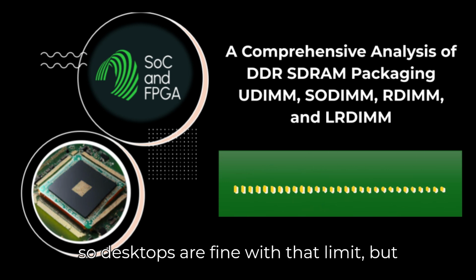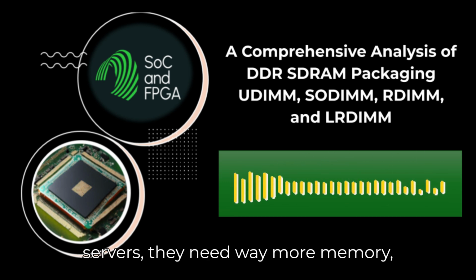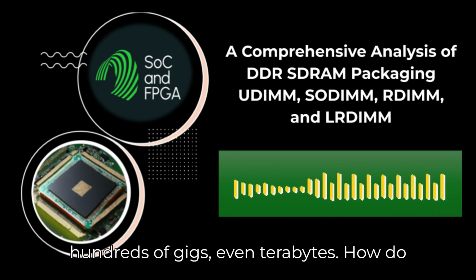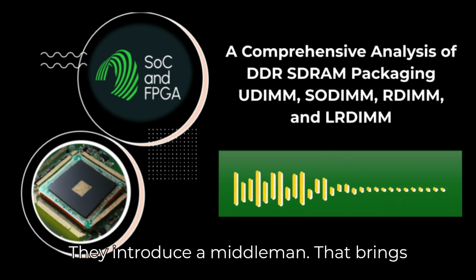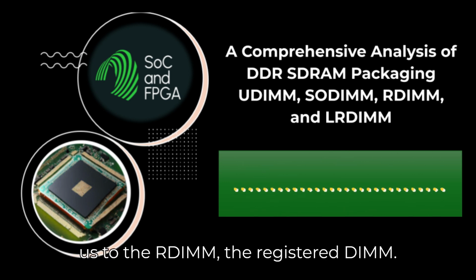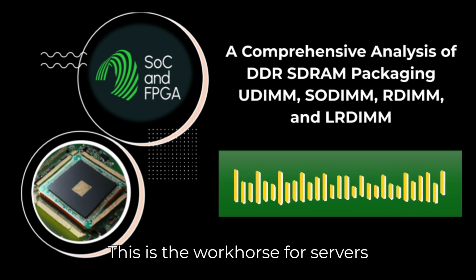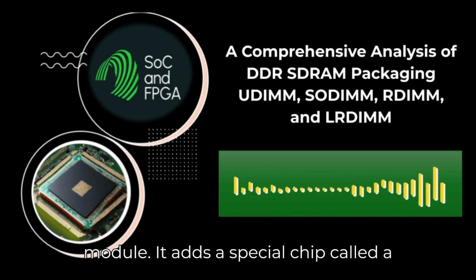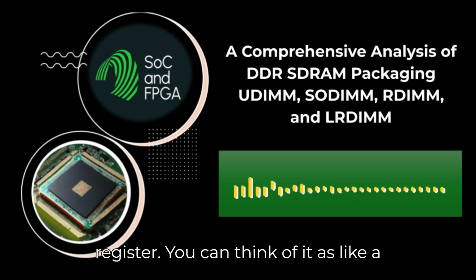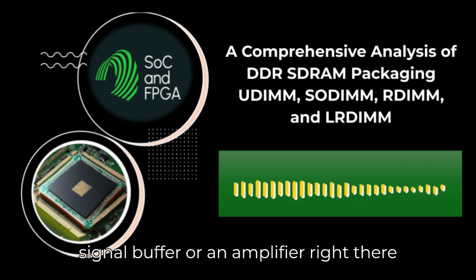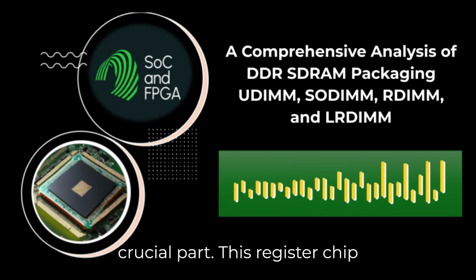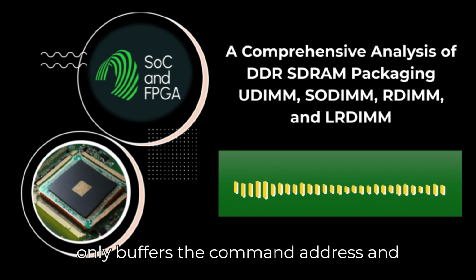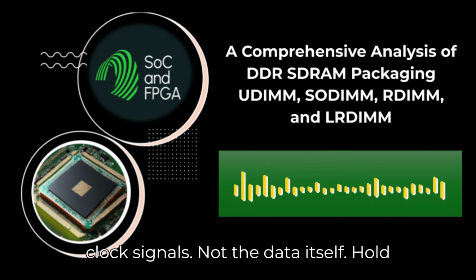Okay, so desktops are fine with that limit. But servers, they need way more memory. Hundreds of gigs, even terabytes. How do they solve this electrical load problem? They introduce a middleman. That brings us to the RDIMM, the registered DIMM. This is the workhorse for servers. Registered, so it adds something to the module. It adds a special chip called a register. You can think of it as like a signal buffer or an amplifier right there on the memory stick. But here's the crucial part. This register chip only buffers the command, address, and clock signals, not the data itself.